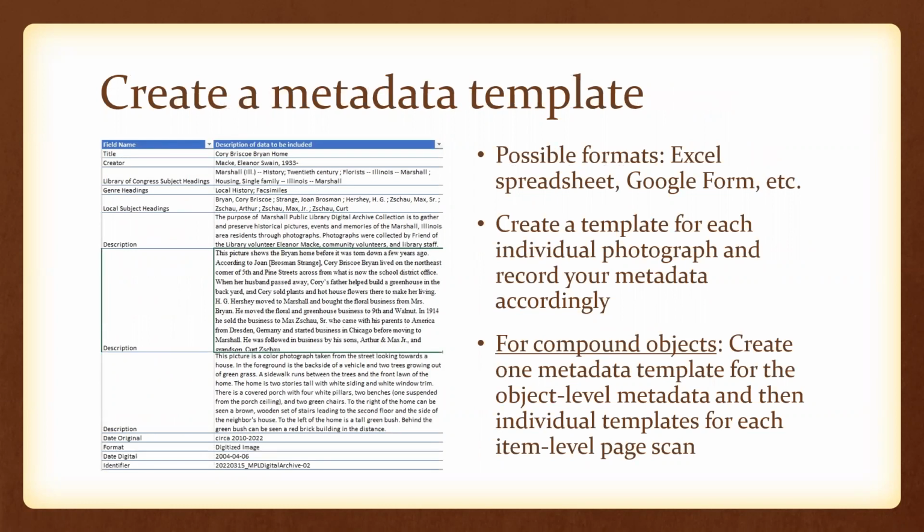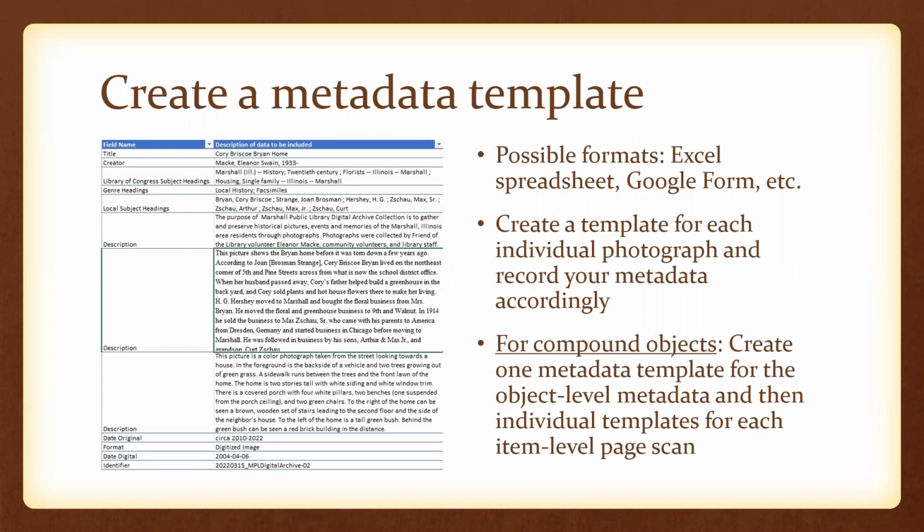When dealing with even a small number of photographs to digitize, we highly recommend creating a metadata template. This not only helps you keep your data organized, but it serves as a backup if anything happens during the upload process. So some file formats you might want to include for your metadata template might be Excel spreadsheets, which is what I use, or Google Forms. I've heard of other people using Google Forms to collect their metadata. There are probably other formats as well. Those are just the two that I know the most about.